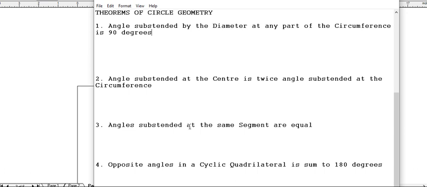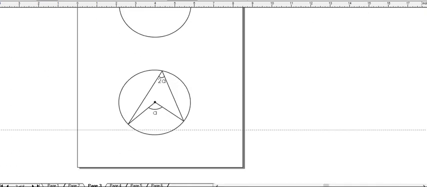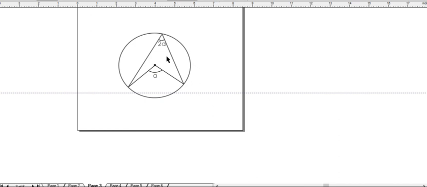Now let's go to the second theorem. Theorem 2 says that the angle subtended at the center of a circle is twice the angle subtended at the circumference. That simply means any angle subtended at the center is 2 times the angle subtended at the circumference. So let's see that example too. Okay, are we together? Yes, okay.